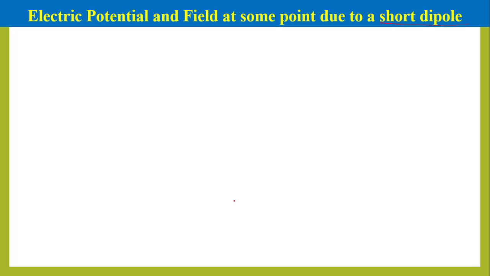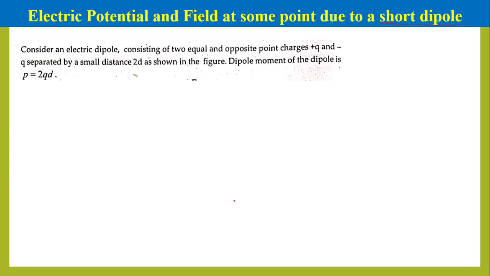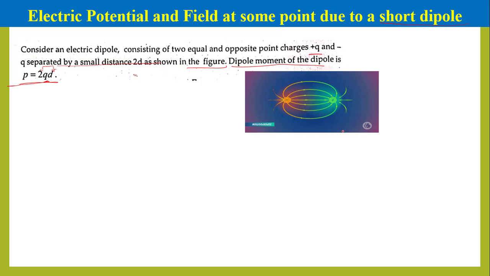So first let us consider an electric dipole which is consisting of two equal and opposite point charges plus q and minus q, which are separated by a small distance 2d as shown in the figure. So we consider the figure, and its dipole moment is the product of either charge multiplied by the separation between the two charges. So we are going to consider this dipole which is consisting of two equal and opposite point charges.